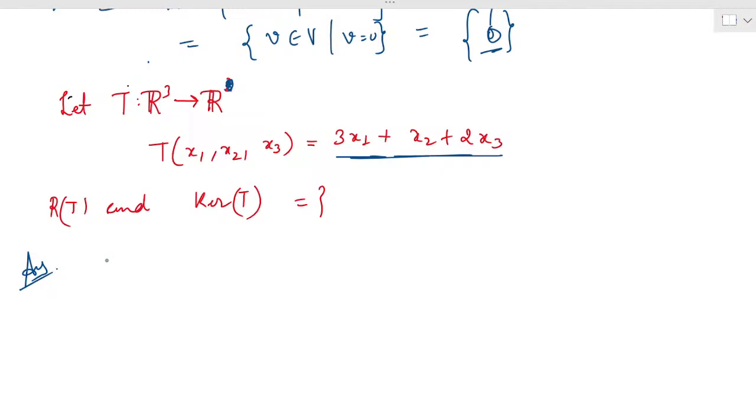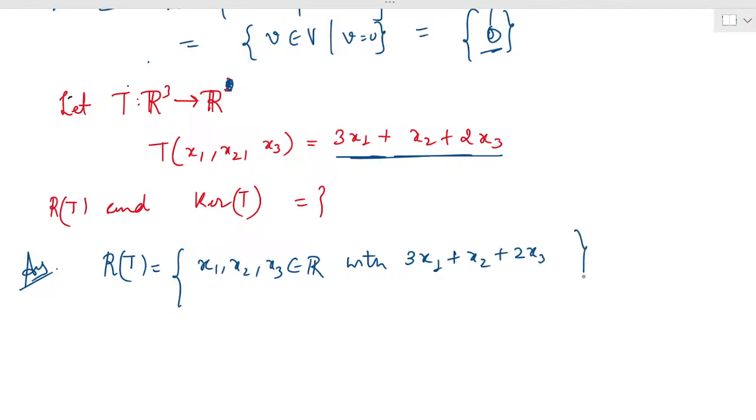Understand the point: what is range of T? So range of T would be equal to x1, x2, x3, let's say all of them belong to R, with the condition 3x1 plus x2 plus 2x3. So what we want to see is what will be the values attained by x, which is equal to 3x1 plus x2 plus 2x3. If I take different values of x1, x2, x3, what would be the value attained by this?